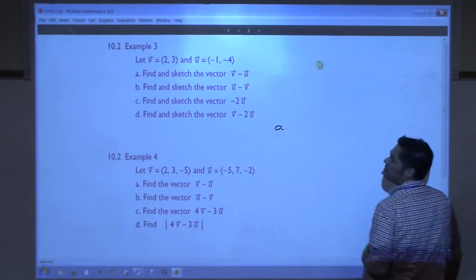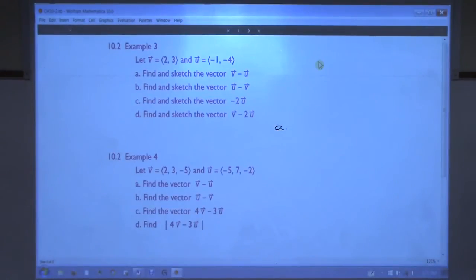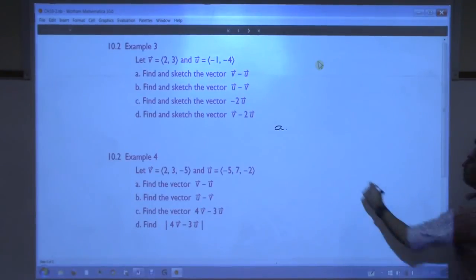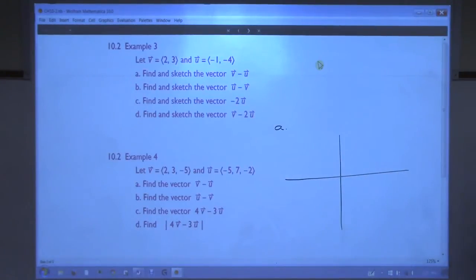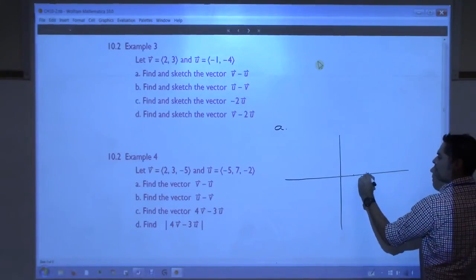We want to find and sketch the vector V minus U. Let's start by drawing it, and then we'll do it mechanically. Since it's two-dimensional, this should be easy to draw. So let's start with the vector V. Let me draw V. I go out 2, up 3.